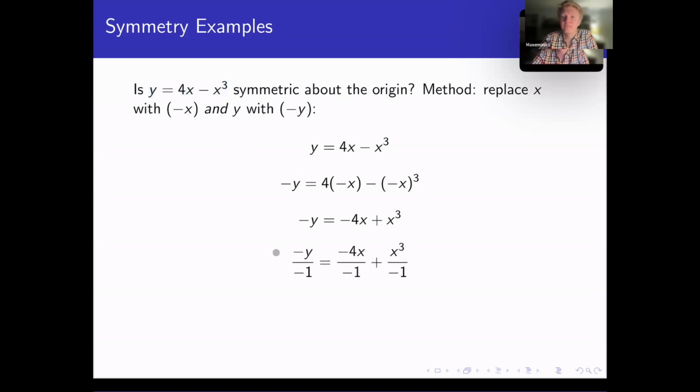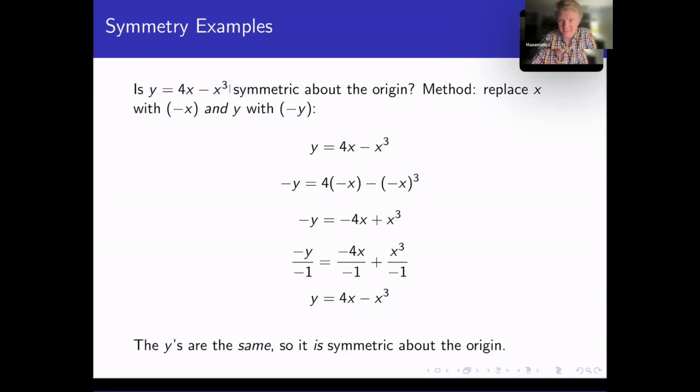So why don't we divide everything by -1? Divide everything by -1 because negative y divided by -1 is now positive y. Negative 4x divided by -1 is positive 4x. Positive x cubed divided by -1 is negative x cubed. And now my question is, are these identical? And sure enough, they are. So it is symmetric about the origin.